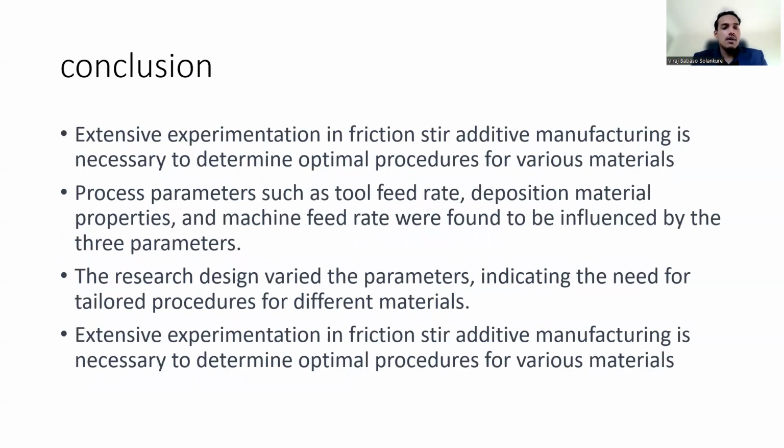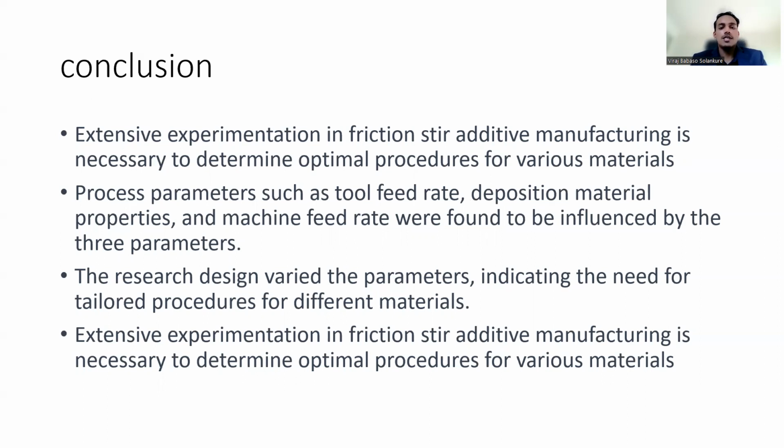Here I'll conclude. Definitely, extensive experimentation in friction stir additive manufacturing is necessary to determine the optimal procedure for various metals, because we cannot consider a single process parameter for all the materials or all the machine types. So we need to do extensive research and experimentation to understand which process parameter is particularly aligned with which material.